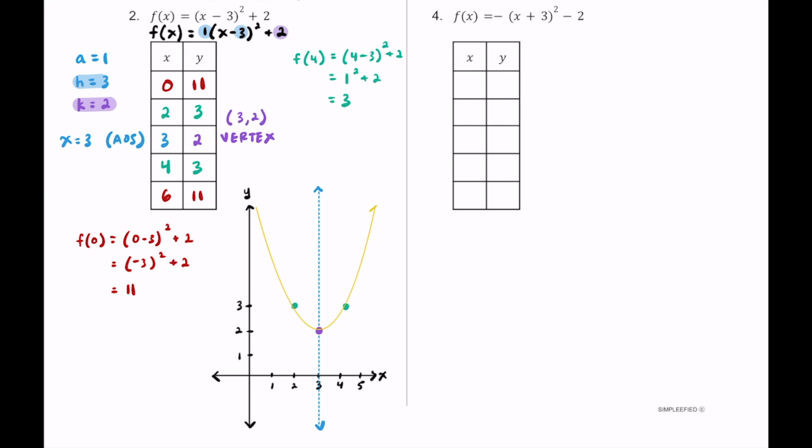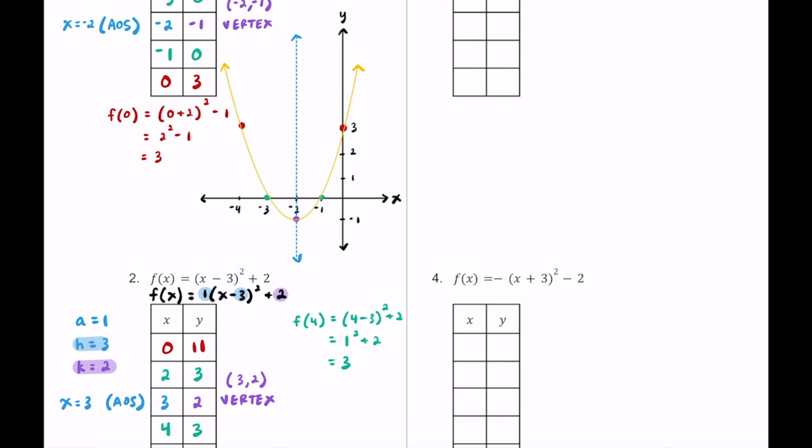Now, I didn't make my graph big enough to accommodate that 11, so hopefully you can understand that that would be where it would intersect the y-axis. That would be a y-intercept, but I hope you get the idea of what the graph would look like. So we have filled in our table over here. We have a vertex, we have AOS, and we do have a graph with at least 3 points on there.